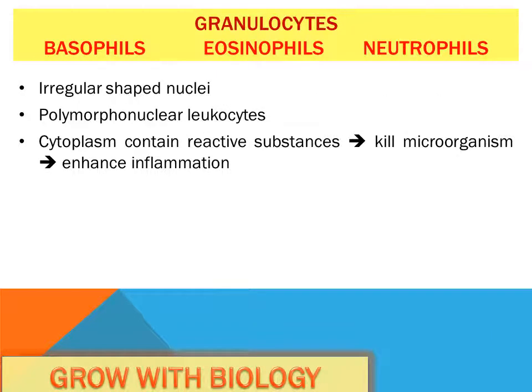Now granulocytes. Now we have moved to the myeloid progenitors and we have 3 granulocytes, that is basophil, eosinophil and neutrophil. The similarity is they have an irregularly shaped nucleus. They are polymorphonuclear leukocytes. The cytoplasm has reactive substances and these kill the microorganisms and enhance the inflammation. Now we will deal with each of the granulocytes one by one.